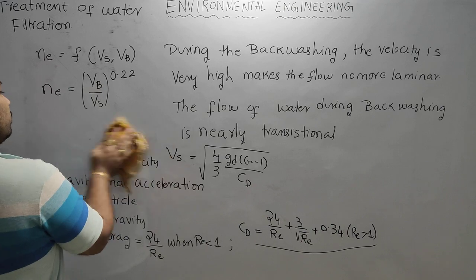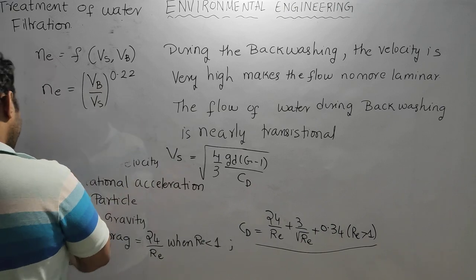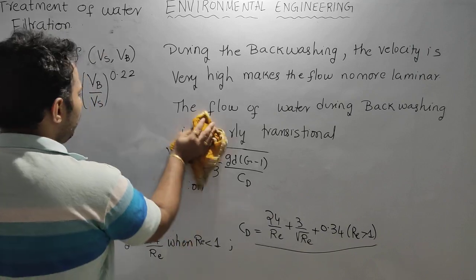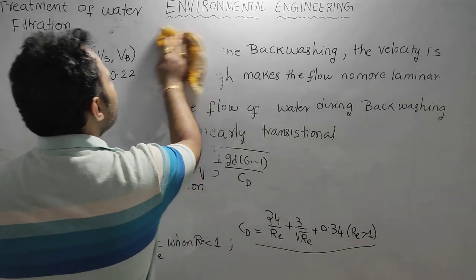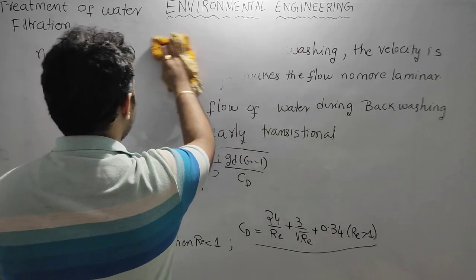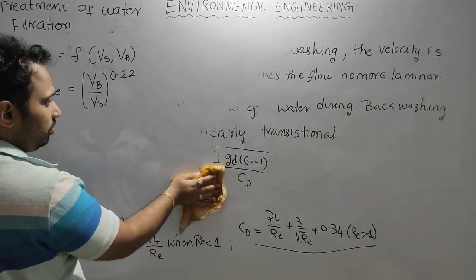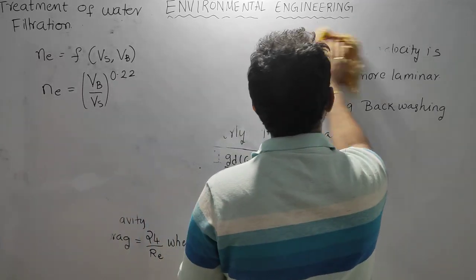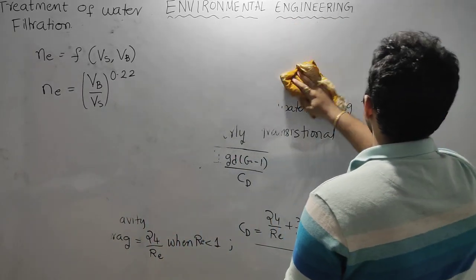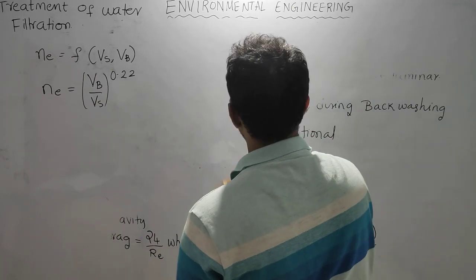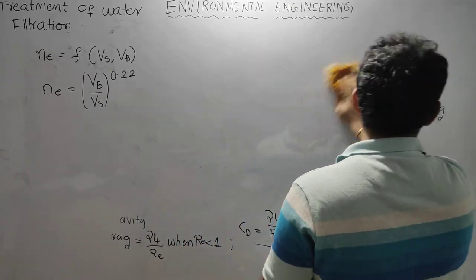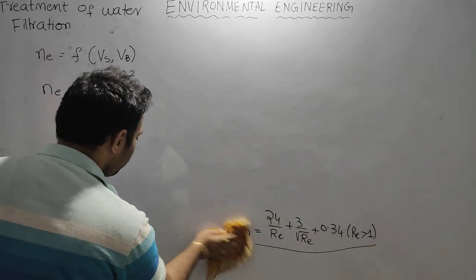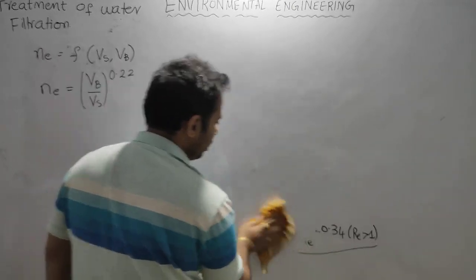If you know the Vs, let us see how to find Vb, because Vs and Vb both are needed to find the expanded bed porosity. So for Vs, another formula is also there. This is the exact formula, but generally in the GATE examination we also take the settling velocity as the Stokes law settling velocity only. Anyway, I will write that formula here for understanding.